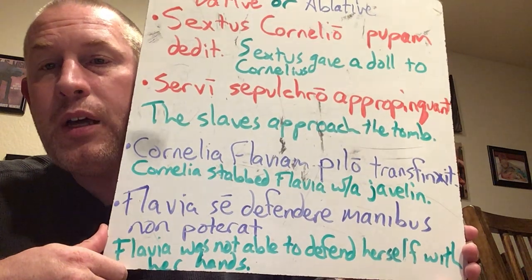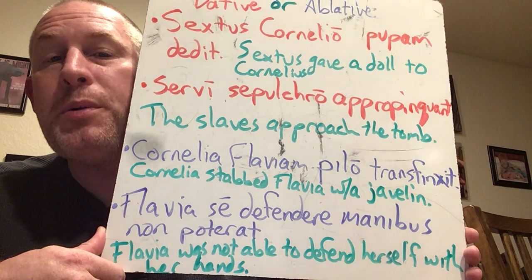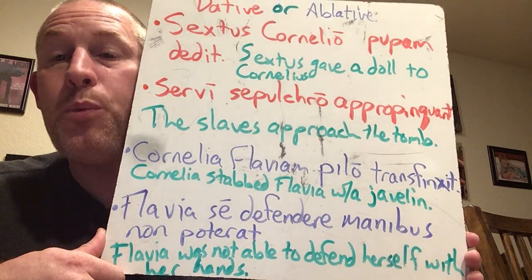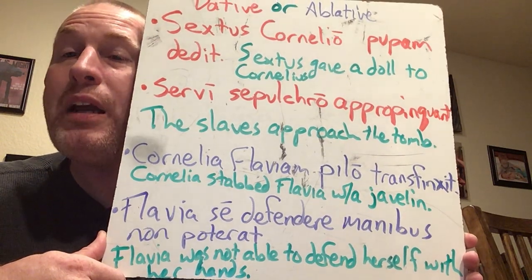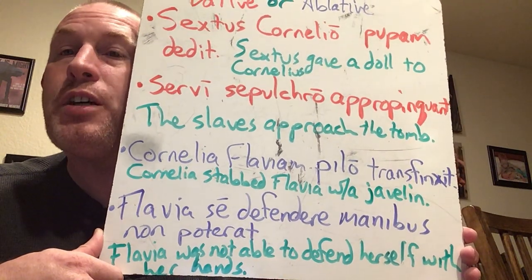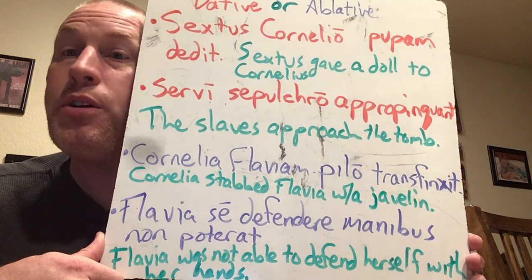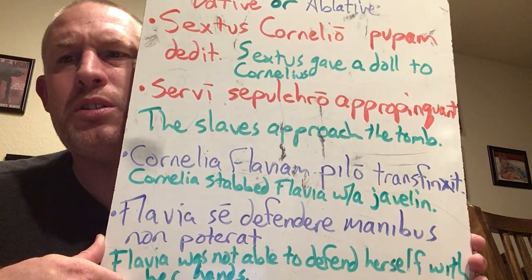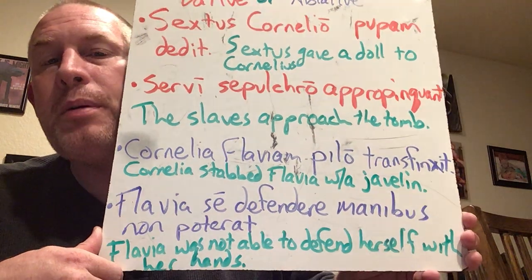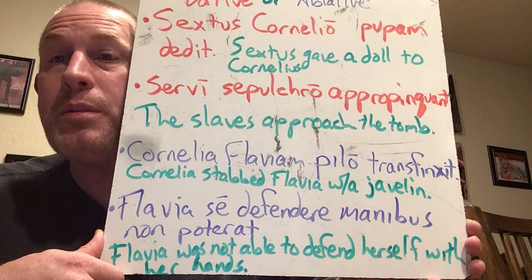And then the bottom one, Flavia se defendere manibus non poterat. Flavia was unable to defend herself with her hands. Again, manibus could be ablative, could be dative. But since she's not defending herself on behalf of her hands, or in reference to her hands, she's using her hands as an instrument. And I ended up using two instruments here, and I apologize. But she defended herself with her hands, okay? So that is also going to be an ablative.